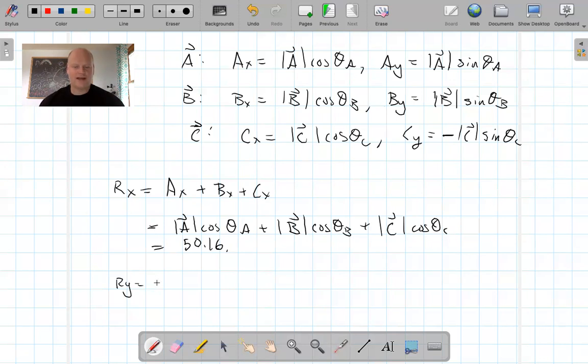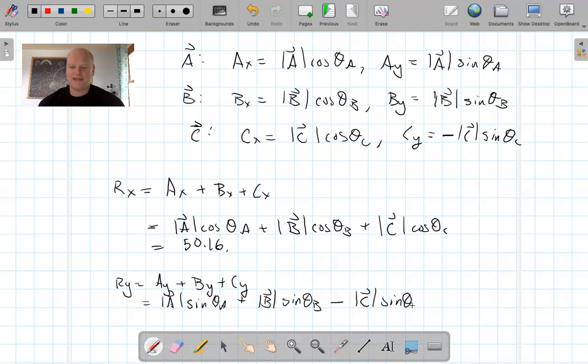And then Ry is equal to Ay plus By plus Cy, which is equal to the magnitude of A sine of theta A plus the magnitude of B sine of theta B. And then finally, I'm going to put a minus sign because this term is negative. So I get a minus magnitude of C sine of theta C. Plug in my numbers. What I get in this case is about 20.11.